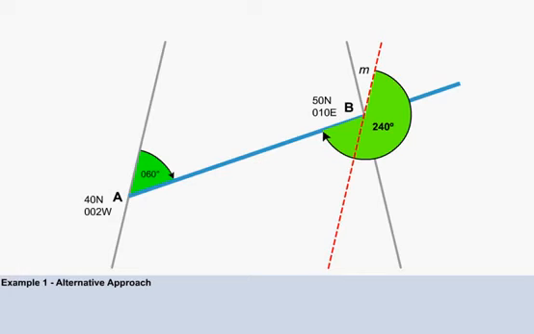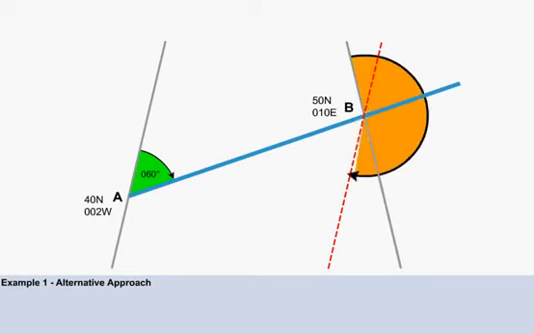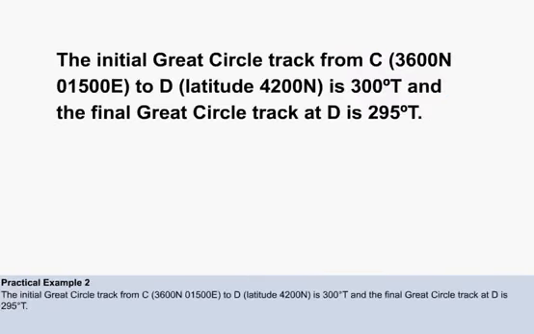However, the parallel construction line is not local true north. That is defined by the meridian at B, and it differs from the parallel line by the amount of convergency, which, as we know, is 8.5 degrees in this case. So the initial great circle track from B to A is also 248.5 by this approach.